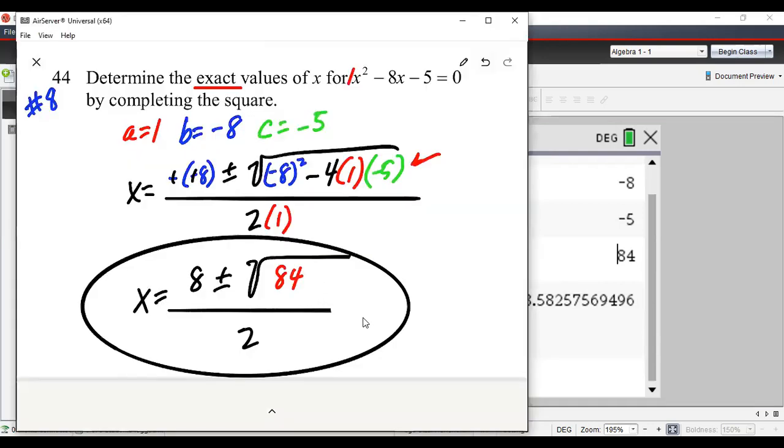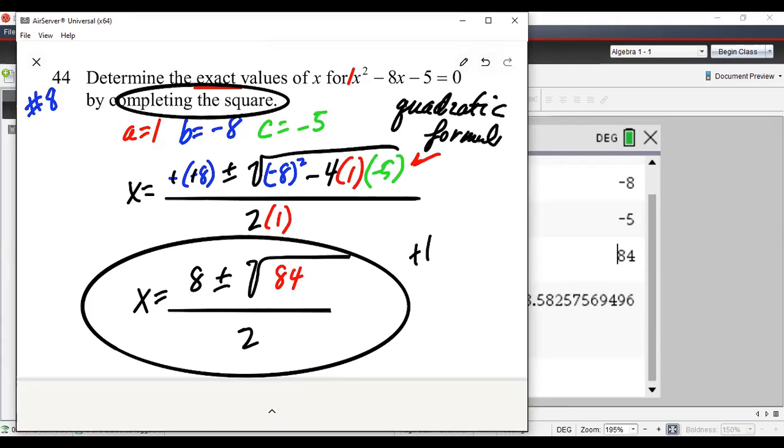And that's it. This would be +1. The only reason we didn't get the other point is that we didn't complete the square, but we used the quadratic formula to get the answer. All right, so that's it, and I hope that this is clear.